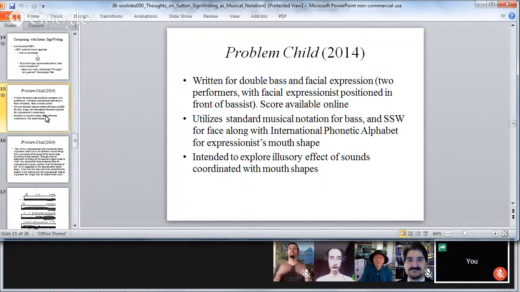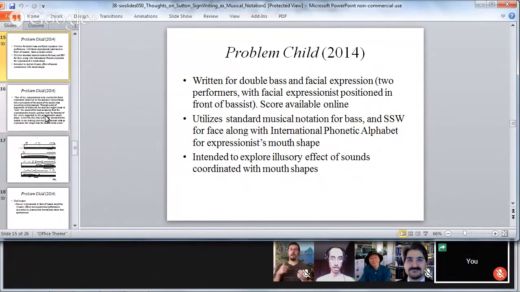So I wrote Problem Child for double bass and facial expression because of an experience that I had mistaking the sound of an instrument for the sound of a human voice. Because for a fleeting moment, the articulation of the sound matched the movement of a person's mouth.